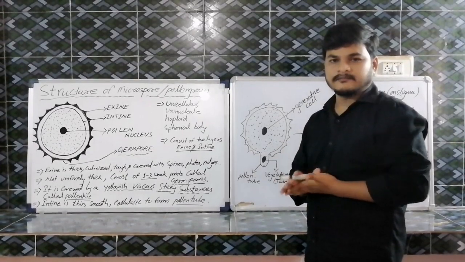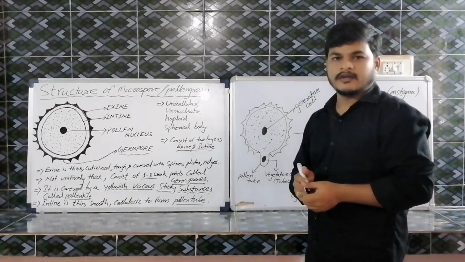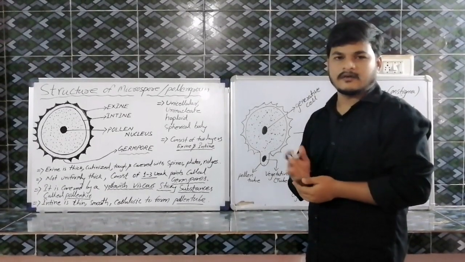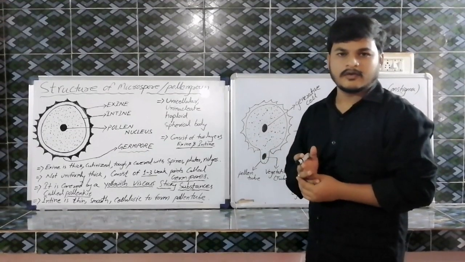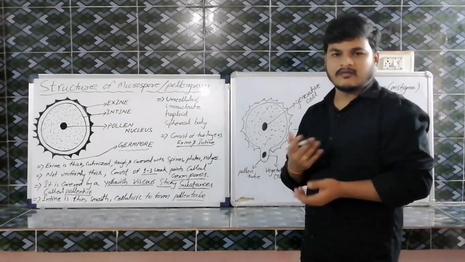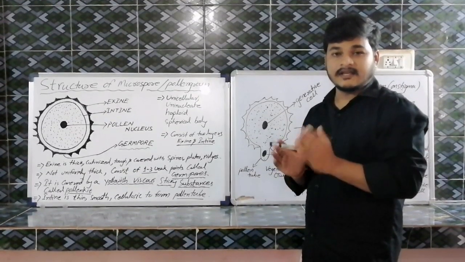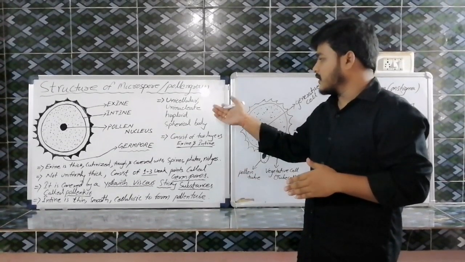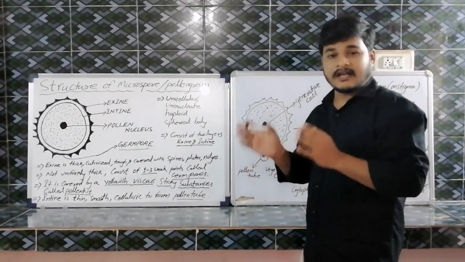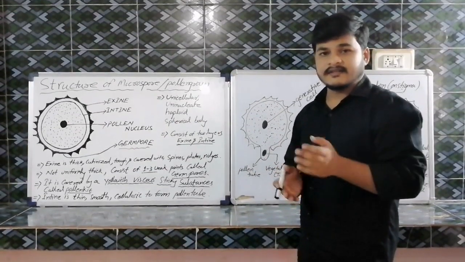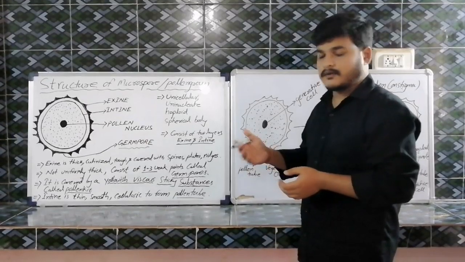Structure of pollen grain. Before going to the structure of pollen grain, I want to clear one thing about the pollen grain. The pollen grain is rounded in shape, that means a spherical body. Uninucleate means single nucleated, unicellular means single cell, and haploid in nature. Haploid means n number of chromosomes are present in this.